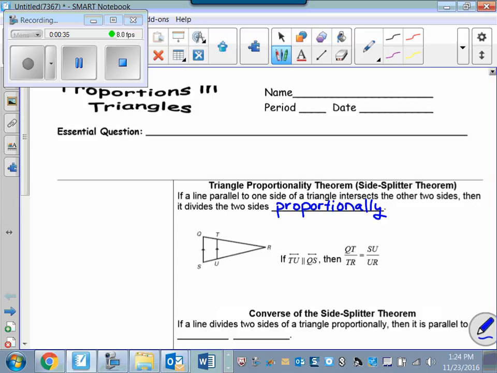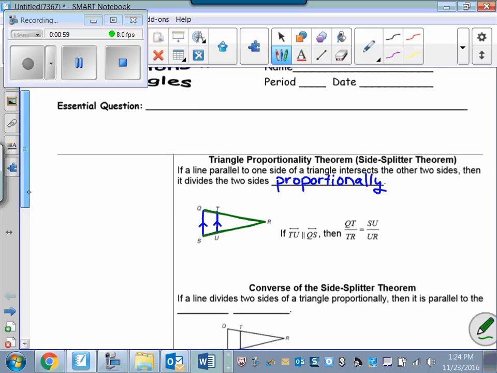So here's our parallel side. It's parallel to one side of a triangle. So TU here is parallel to QS. And it intersects the other two sides of the triangle. You can see that TU is intersecting these two sides of the triangle. So what we know because of this theorem is that it divides QR and SR proportionally.